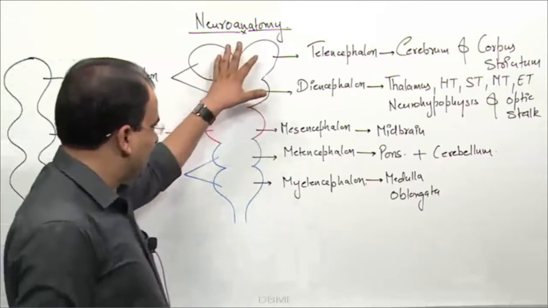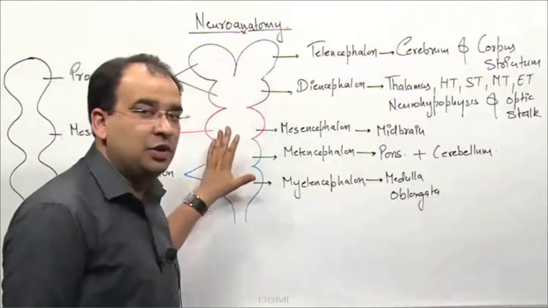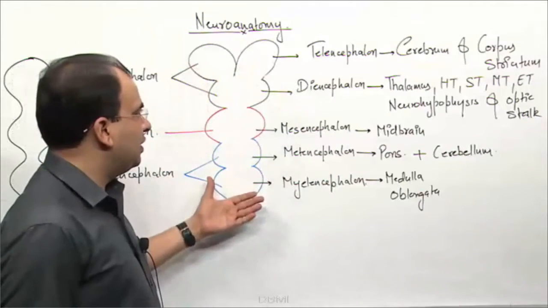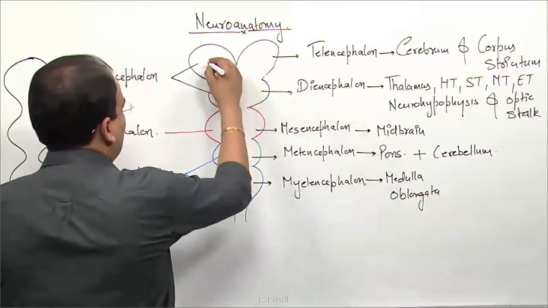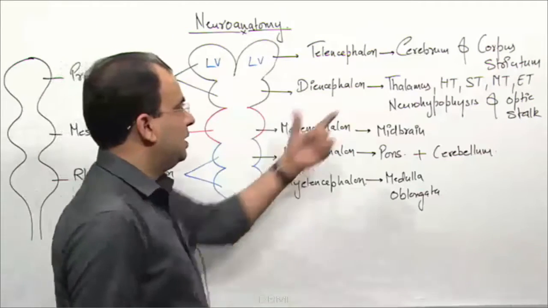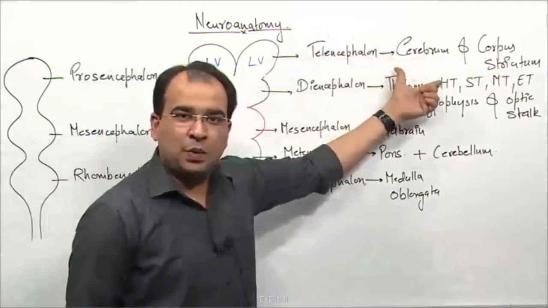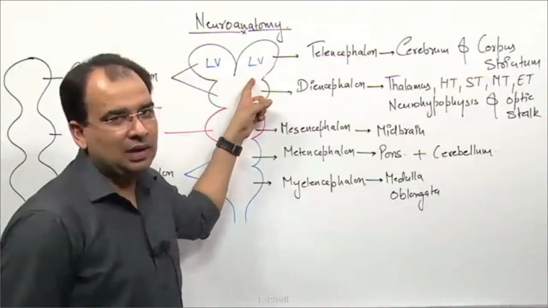Now the spaces inside this neural tube, or the cranial end of the neural tube, will form the ventricles. So if I say which cavity will give rise to the lateral ventricle, the cavity of the telencephalon will give rise to the lateral ventricle. Cerebrum is formed by the telencephalon. Lateral ventricle is present within the cerebrum, so obviously the cavity of the telencephalon will form the lateral ventricle.